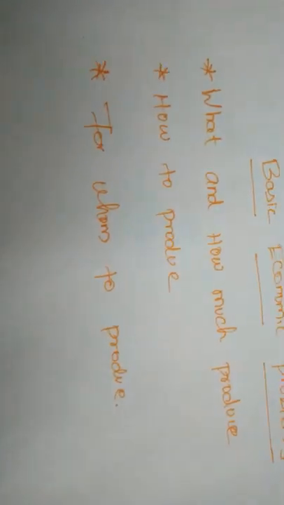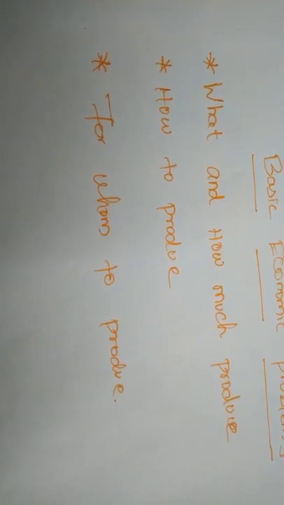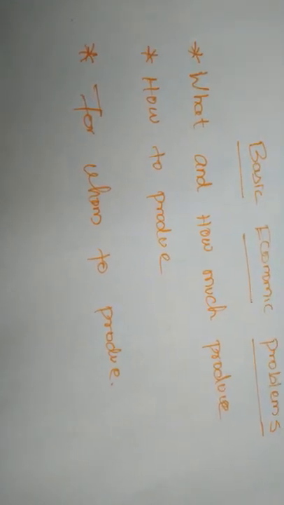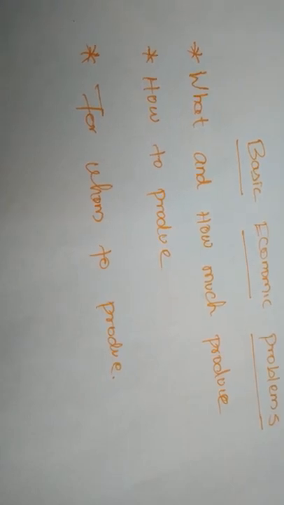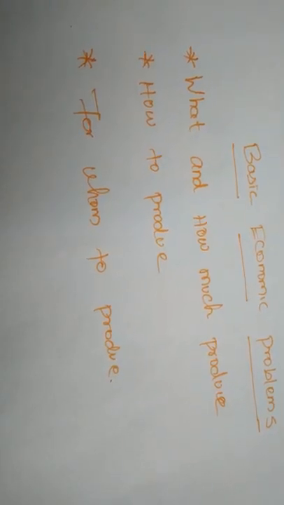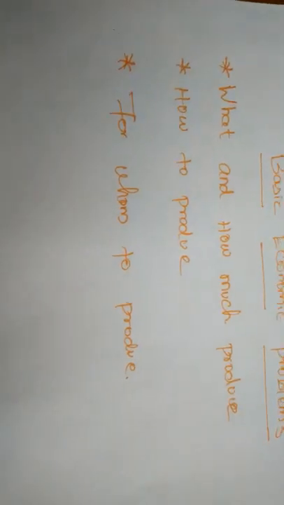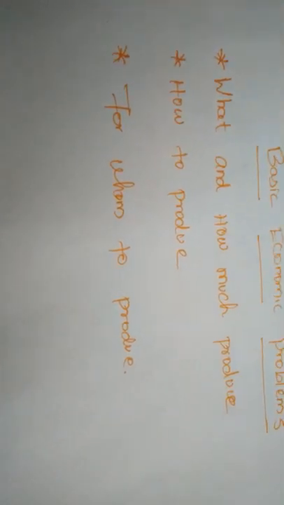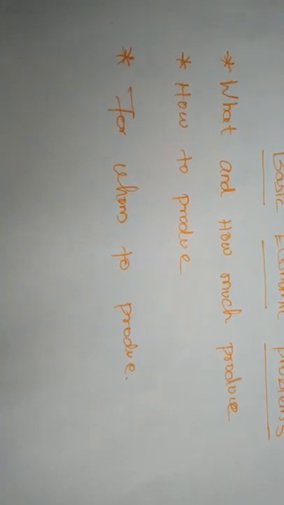Next, after deciding what and how much to produce, we have to take the decision of how to produce. Every society has to decide whether it will use labor intensive technology or capital intensive technology. Labor intensive technology means, to produce any of the commodities, the producers have to arrange more labor even if he has more technology.